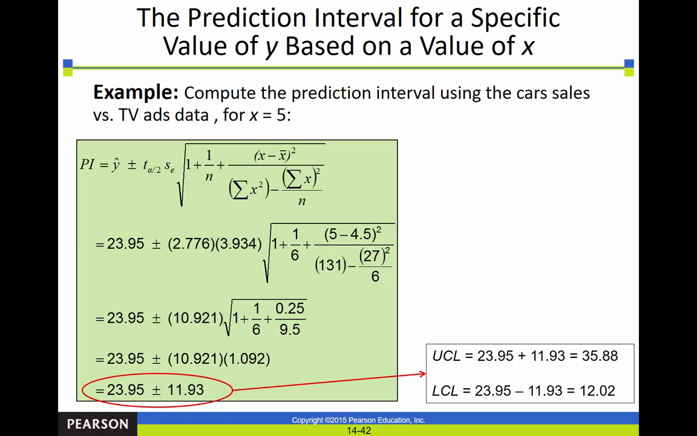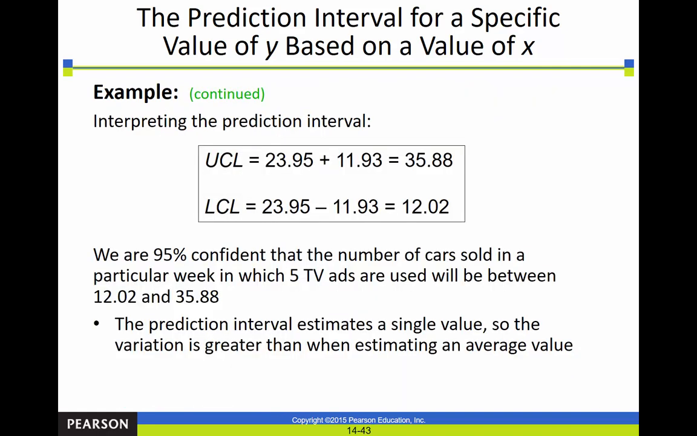That interval is so big for this example that it starts to not be very valuable to us, right? If I do five ads, then I predict I'll sell somewhere between 12 and 35. And I'm guessing that with the cost of doing 5 ads, that selling 12 would be unacceptable and 35 would be great. But all that really means is we're 95% confident that the number of cars sold in a particular week in which 5 TV ads are used will be between 12.02 and 35.88.